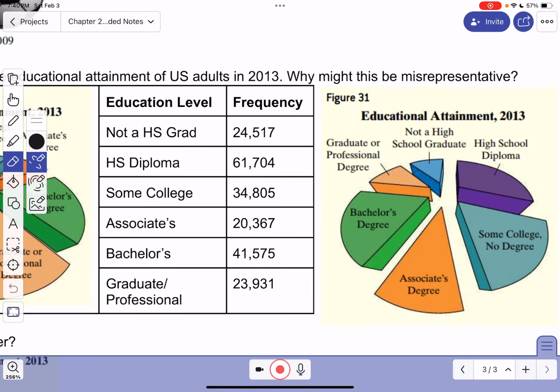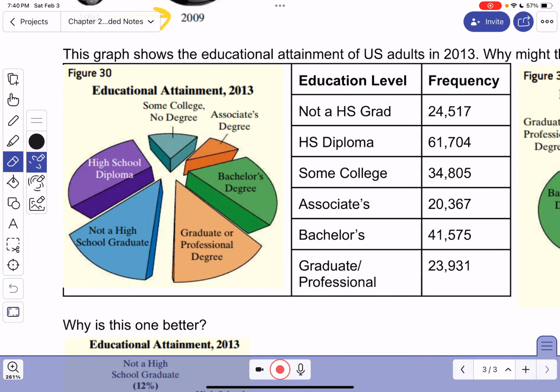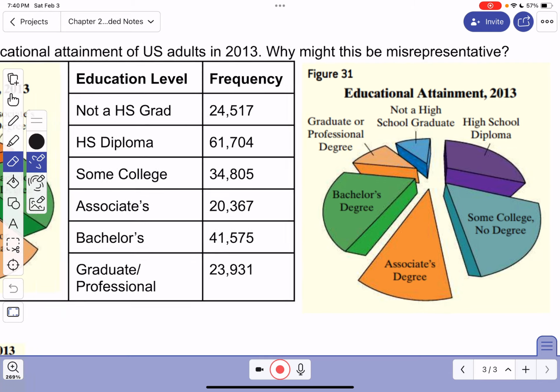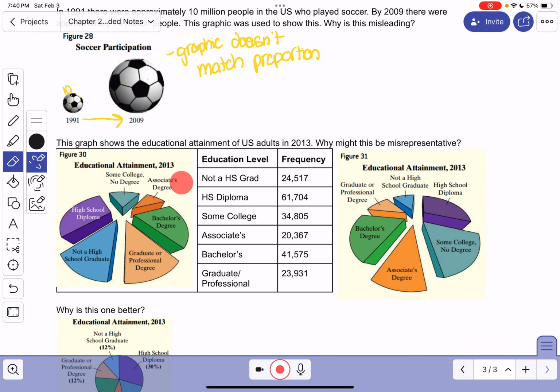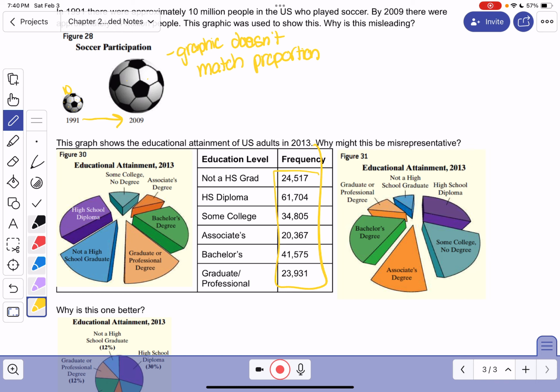And what if we spin it? So this is the same exact chart, just spun around. Should represent the same data. And now all of a sudden, look how different the associate degree chunks are looking and the some college chunks are looking. So with the 3D graph, even if it's intended to be nice and pretty, it's really hard to read this and it doesn't match the data at all.